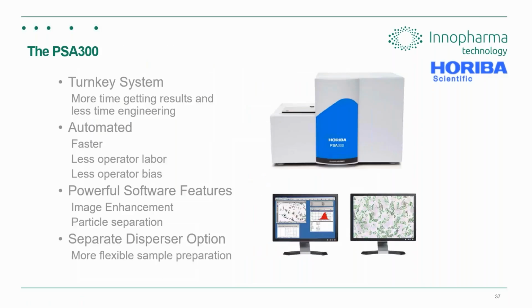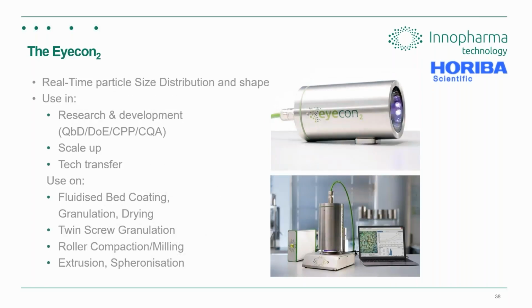Okay, so that's kind of wrapping up my little bit about image analysis and what it is and how you do it. For image analysis systems, we have the PSA 300 here by HORIBA. And then we also have the Icon 2 by Innopharma Technology. There are 2 product offerings that fit the image analysis bill.